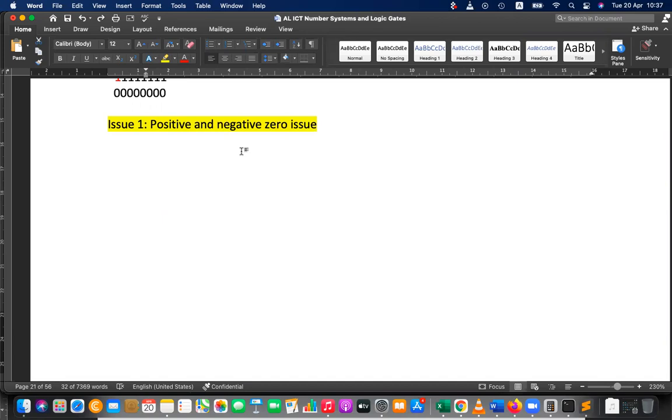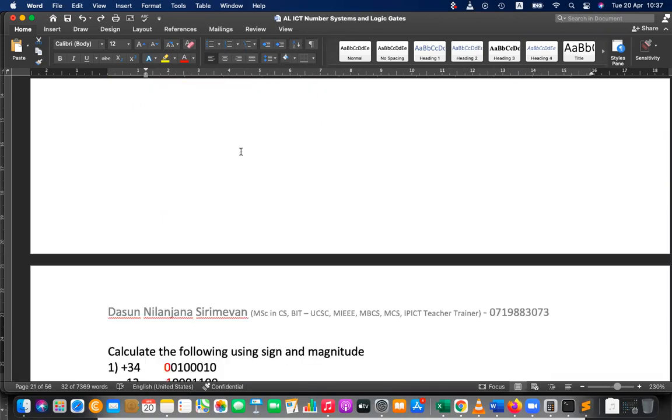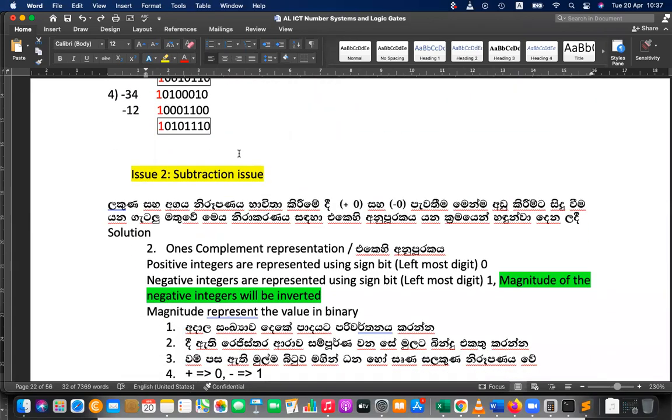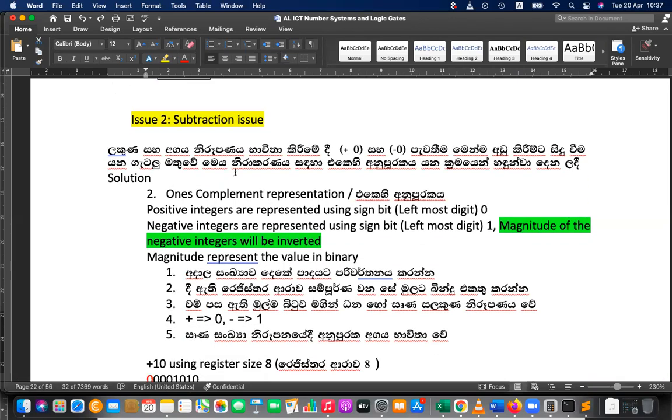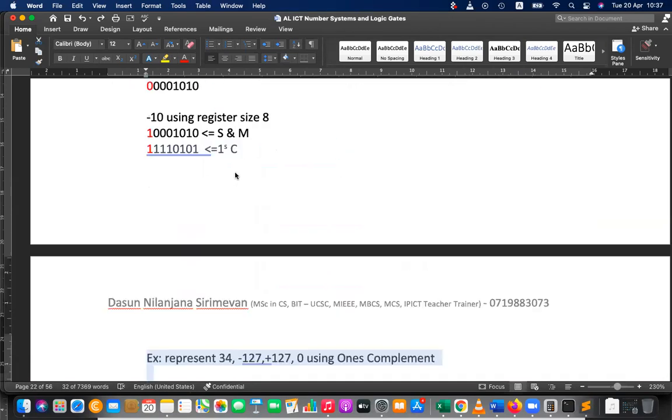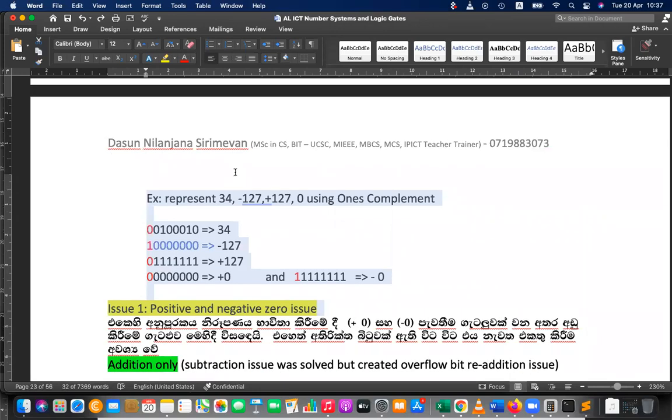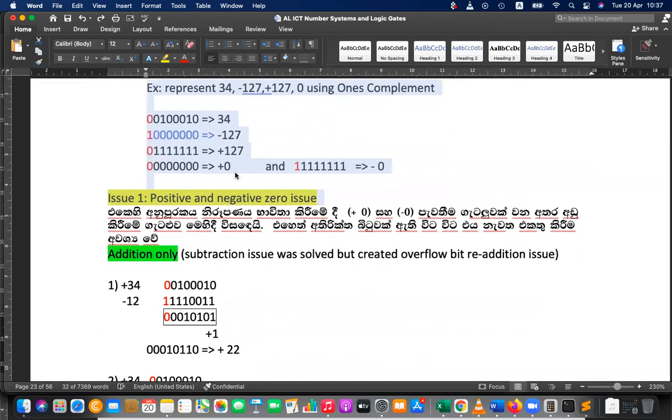Okay, positive and negative zero issue. Yeah, done. What is the second issue for sign and magnitude? The second issue for sign and magnitude is the subtraction issue. Right, you have to subtract. Those are some fundamental issues. But to solve that, one's complement was introduced. Again, one's complement will have this positive and negative zero issue. It is still not solved.